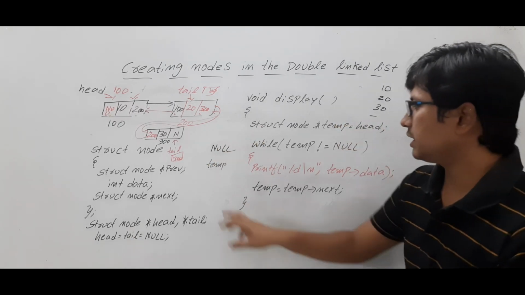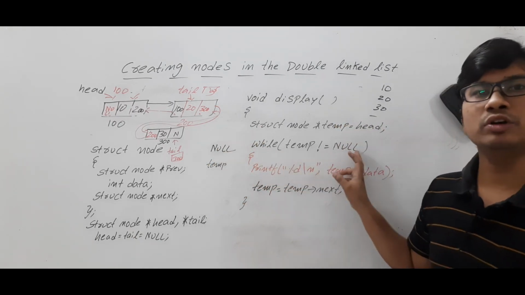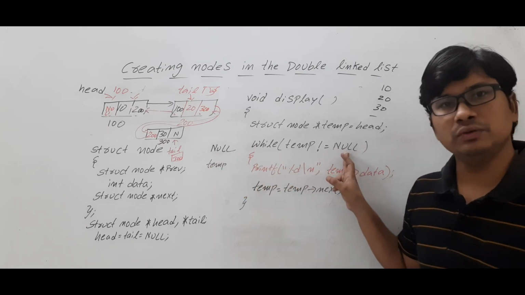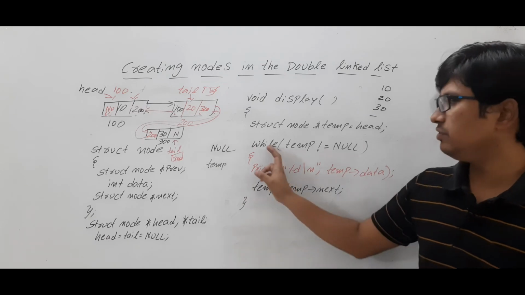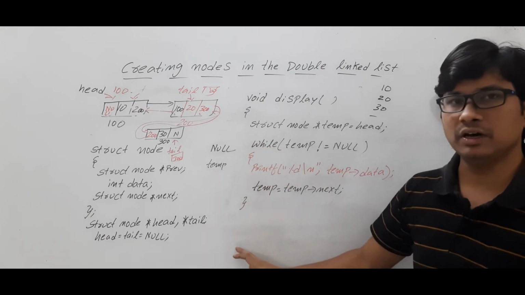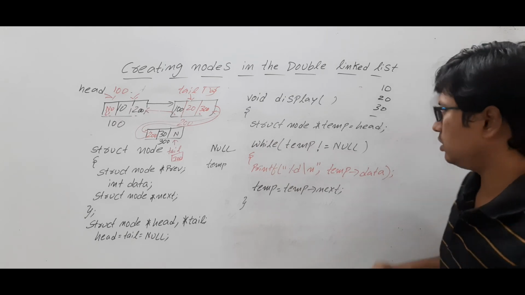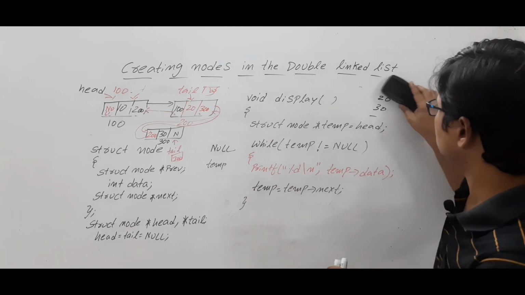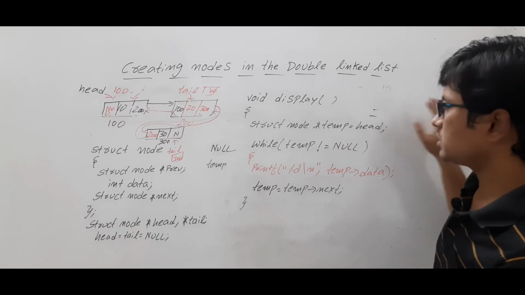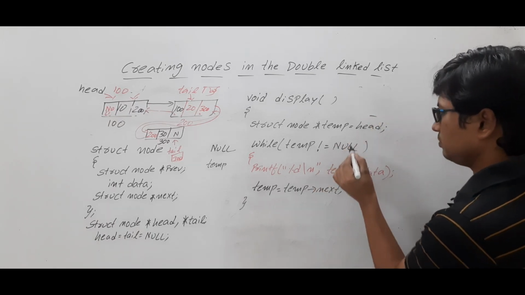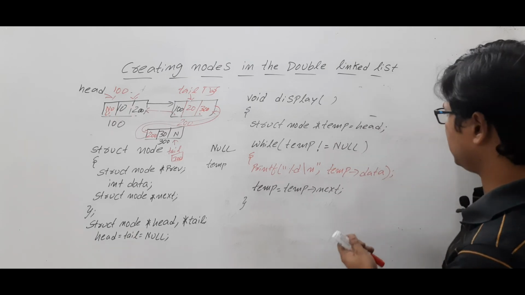Now look here. What is the condition? Temp not equal to null, but null is equal to null. So the condition has failed. If this condition fails, it will come out of the while loop. Here, if you want, you can write another thing also. Before this, if you want to write one more statement, you can write it. What is that statement? I will discuss it for you. Let me erase this one and discuss that.